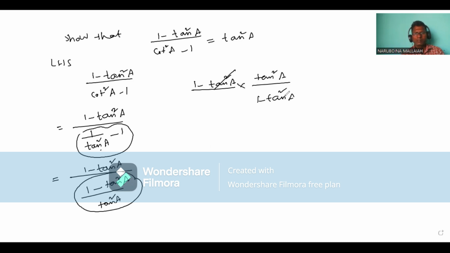1 minus tan square A and 1 minus tan square A get cancelled. Finally, we are left with tan square A. This is what we require, that is RHS. So in this case, LHS is equal to RHS. Hence, it is proved.